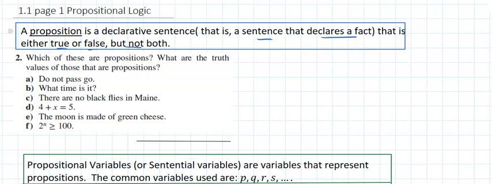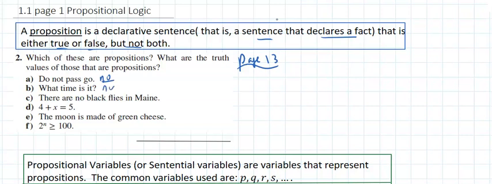So it can't be true and false at the same time. And this is on page 13 in the book. It's asking which of these are propositions, and what are the truth values of those that are propositions? Number 1, "Do not pass go." That would be a command, so that's not a proposition.